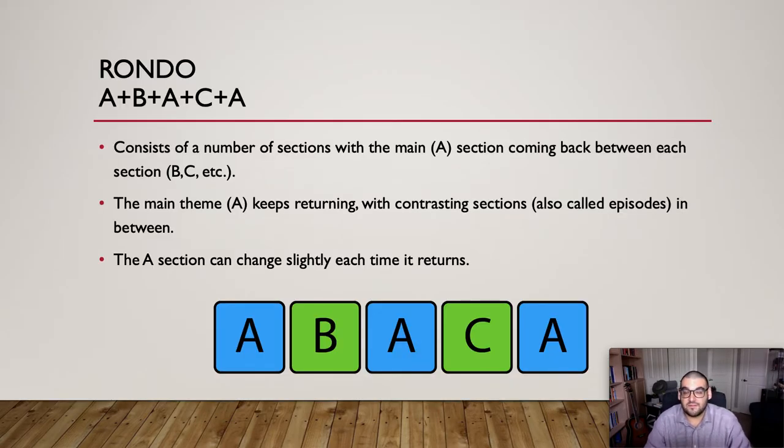All right, the next form is called a rondo, which is also referred to as a round, because we start at A and we come back to A. It consists of a number of A sections with contrasting sections in between. The A section, which we call the theme, is contrasted with different sections called episodes. The A section can change slightly each time it returns, which usually happens to make it more exciting.